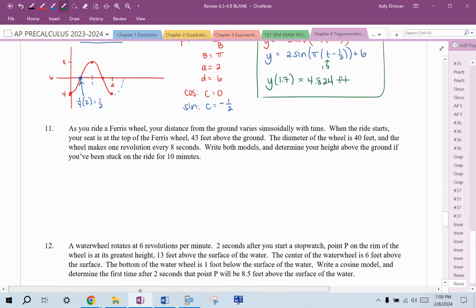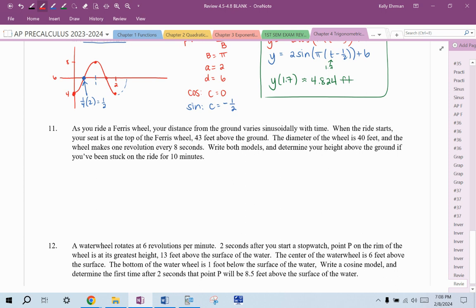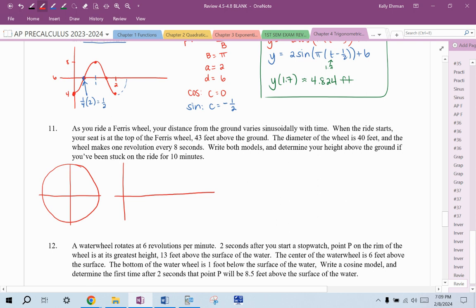Okay, Ferris wheel problem. We've had a few of these now with a wheel. So if I have a wheel, I'm going to draw the wheel if it's not already given to me, or a circle or whatever. So there it is. And then right next to that, I'm going to put my midline for my sine and cosine graph. As you ride a Ferris wheel, your distance from the ground varies sinusoidally with time. When the ride starts, your seat is at the top of the Ferris wheel, 43 feet above the ground. So here we are, 43 feet above the ground. The diameter of the wheel is 40 feet.